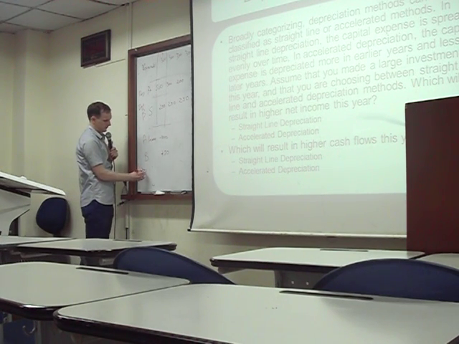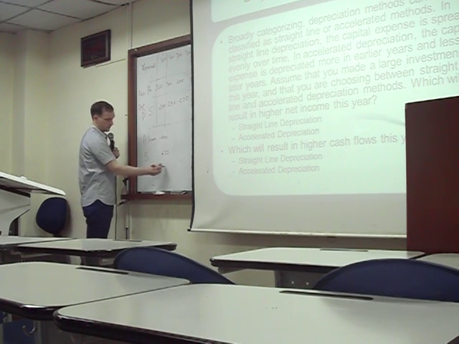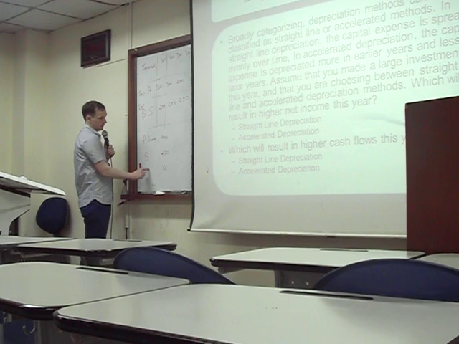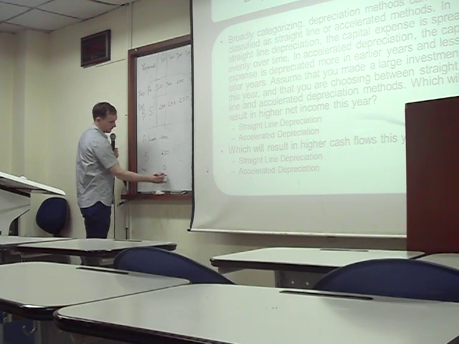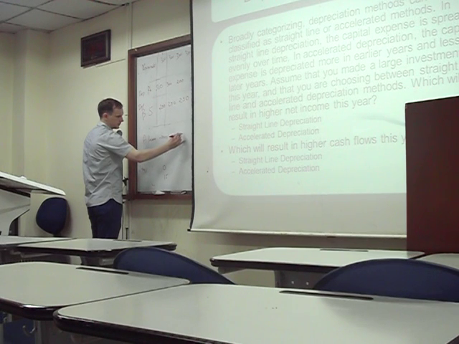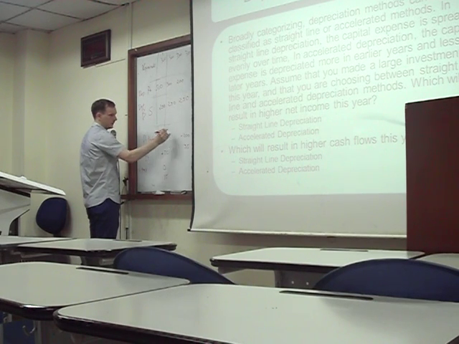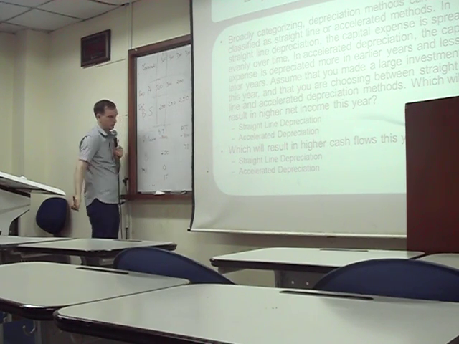We can also do the tax. Tax will be zero here, since it's a negative number. Tax will be 15 here. So the total will be minus 200 for A and 35 for B, after tax.